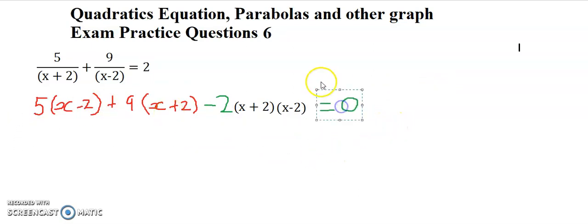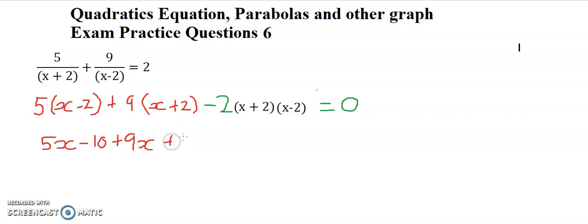The next step that I would like to do is expand. So I'm going to expand everything in red, and that gets me 5x minus 10 plus 9x plus 18. Okay, so now I've done everything in red.